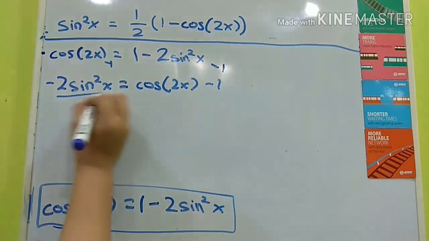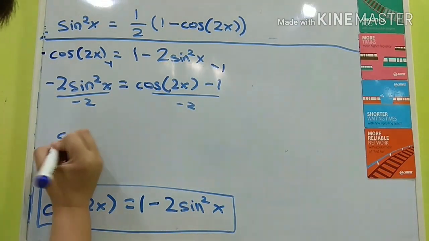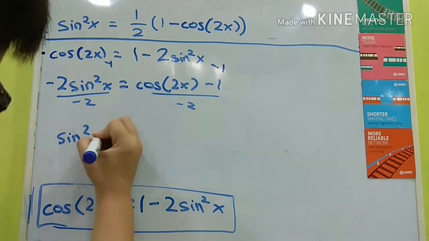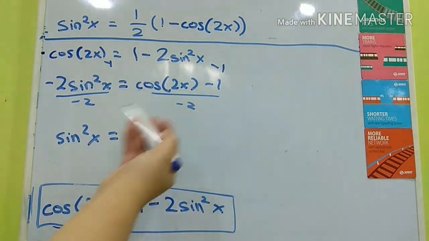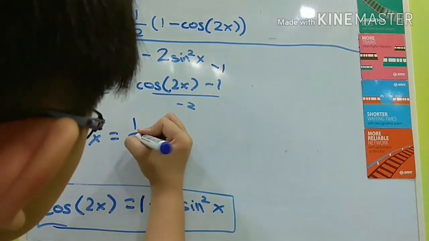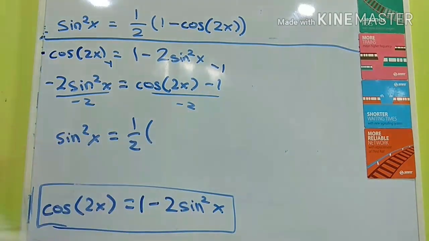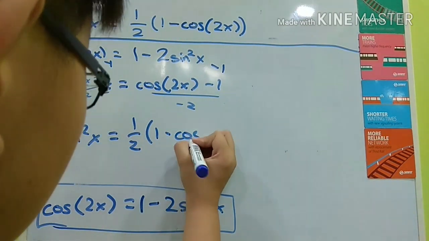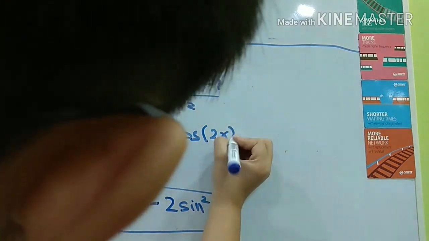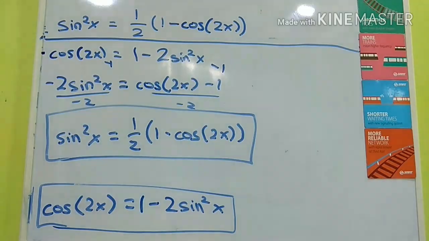I'm gonna divide both sides by negative 2. And this will give me sine square of x is equal to, remember when we have this, we have to switch the position. And don't forget the half since we're dividing by negative 2. So instead of cosine 2x minus 1, now it's 1 minus cosine of 2x. And this is our last identity proved.